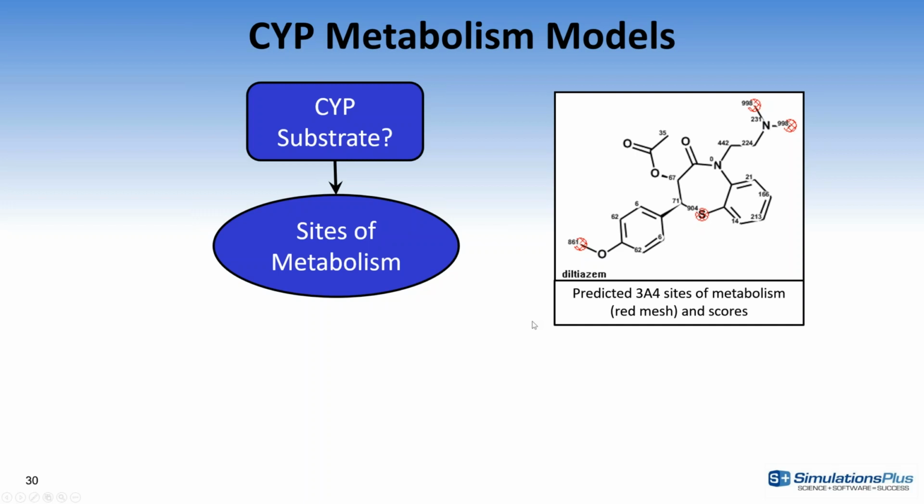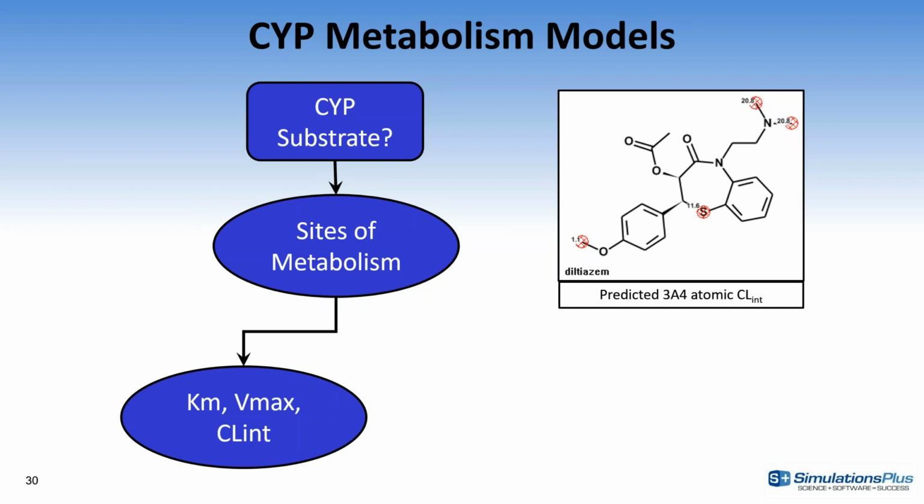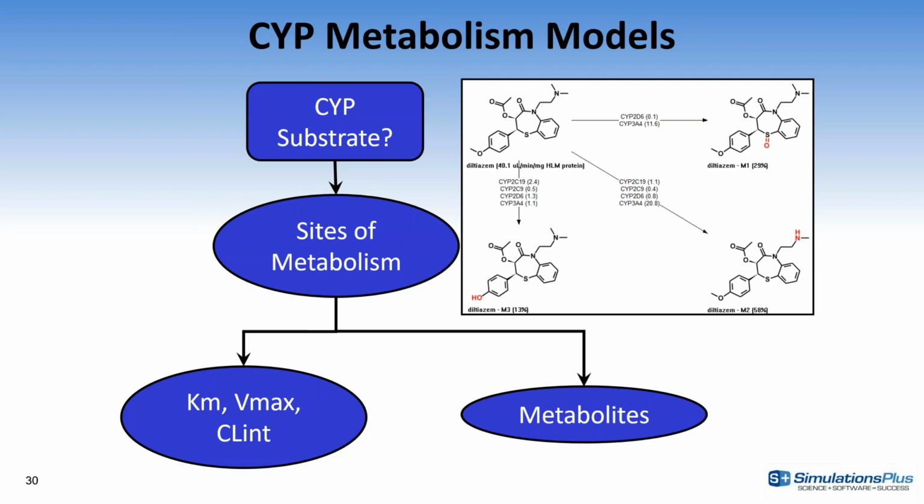Then for each one of the sites of metabolism, we predict Km, Vmax, and clearance. This simply shows the clearances. There would be similar plots for Km and Vmax on this particular compound and this isoform. And then finally, we actually predict the metabolites and then display them in MedChem Designer.